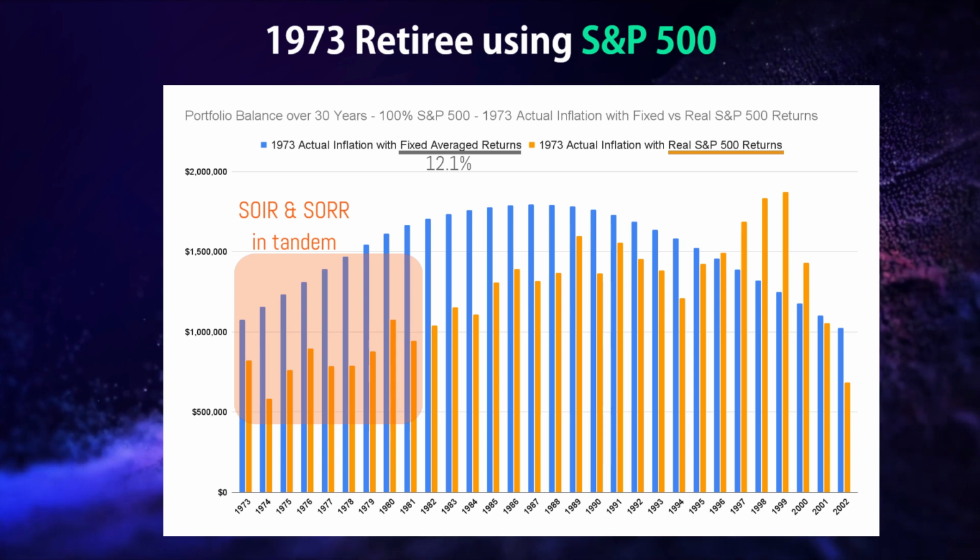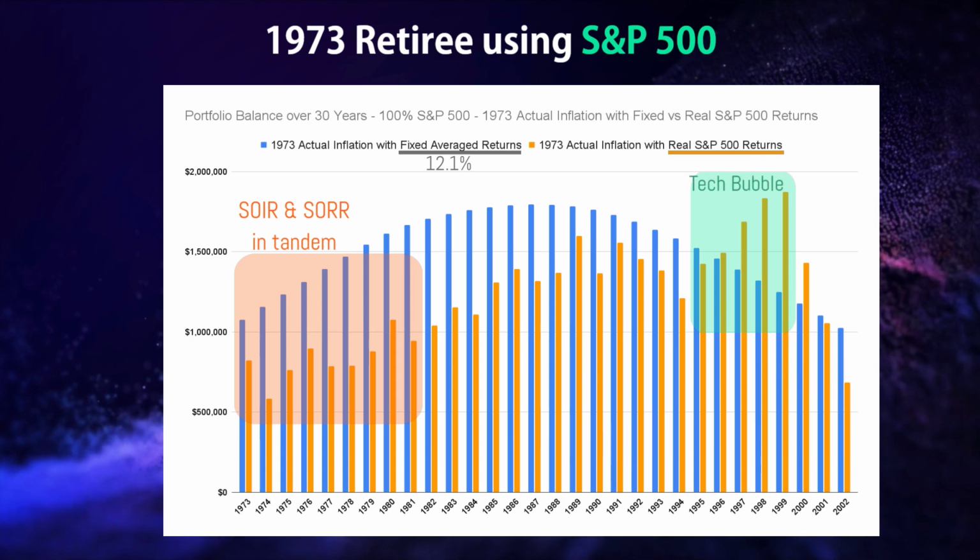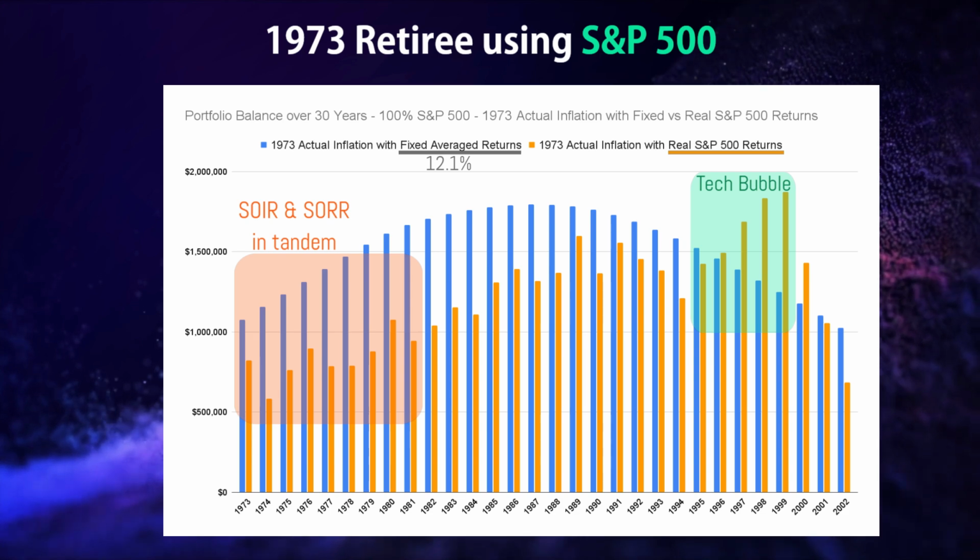It only managed to recover due to an unusually strong bull market over 5 years in the late 1990s, with cumulative gains of 143% over the 5-year period. This is an anomaly and not something you should count on in your own planning.